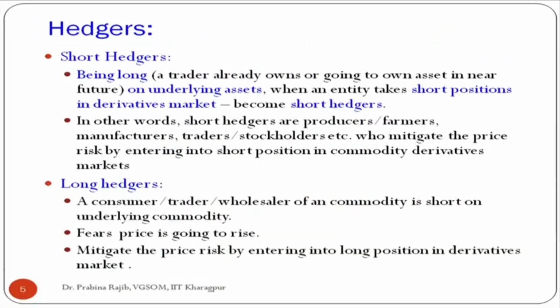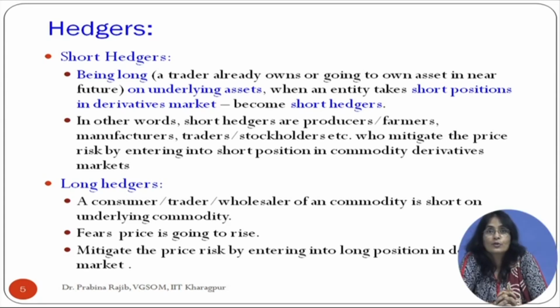So these value chain partners, other than the producers and consumers of a commodity, can have a net long or net short position on the underlying, and accordingly they will be able to mitigate by taking futures or options contracts. As I mentioned, who is a hedger? A hedger has to have an exposure to the underlying. And who is a short hedger? A short hedger is a party who is already owning the asset, or long on the asset, and he will be able to mitigate that risk by entering into a short position.